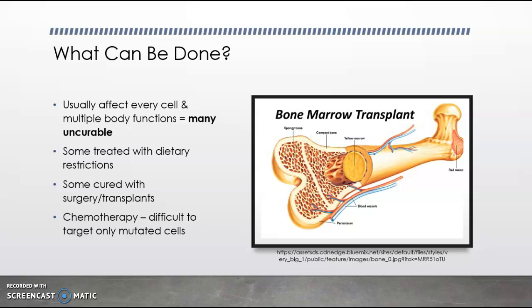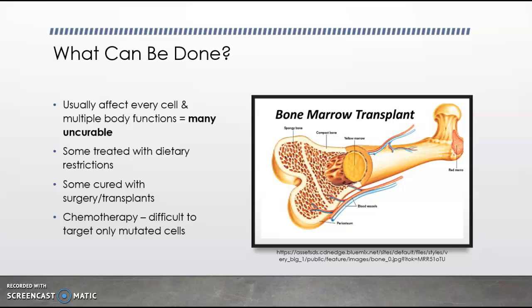And what can be done? So usually they affect every cell in the body, and thus multiple body functions. So many of them are uncurable because it's very hard to target the whole body in a lot of these genetic therapies and different cures like surgery and whatnot. And some can be treated with dietary restrictions, such as hypercholesterolemia. If you restrict your diet in certain ways, then you can minimize or completely negate effects of that.